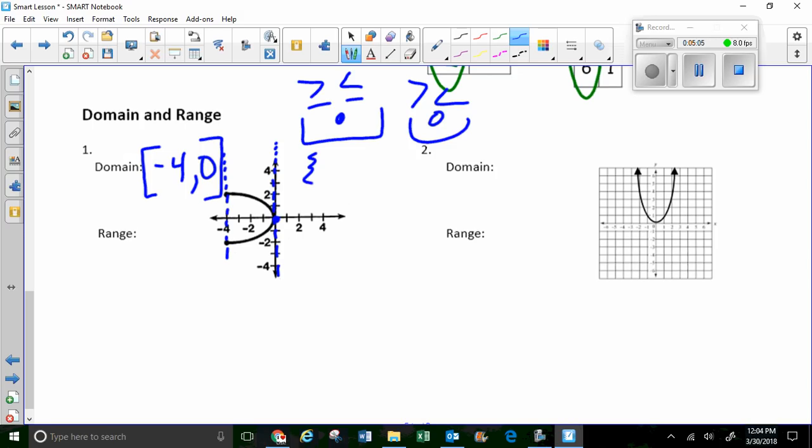Now for set notation, we always start with x such that. In this case, x is between two values. x is between -4 and 0. It's greater than or equal to -4, but less than or equal to 0.